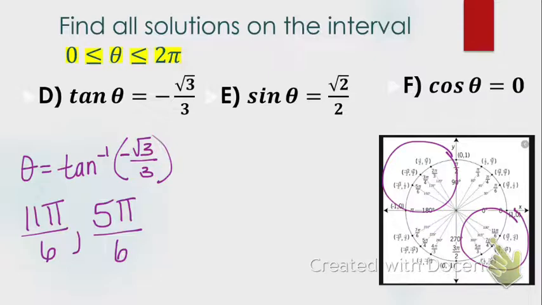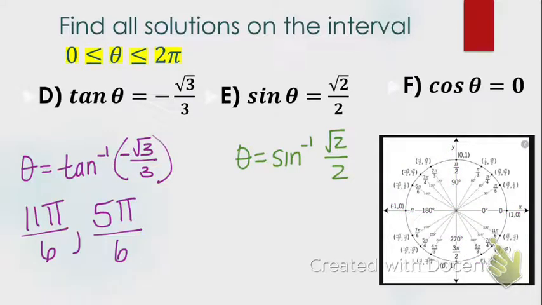For question E, we're taking the inverse sine of positive root 2 over 2. Sine is positive in quadrants 1 and 2. So the two angles that I'm looking for, there's going to be one in quadrant 1 and the other one in quadrant 2. So pi over 4 and 3 pi over 4. Who had that for question E? So pi over 4 and 3 pi over 4.